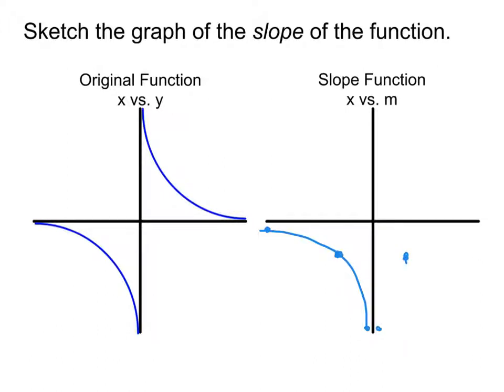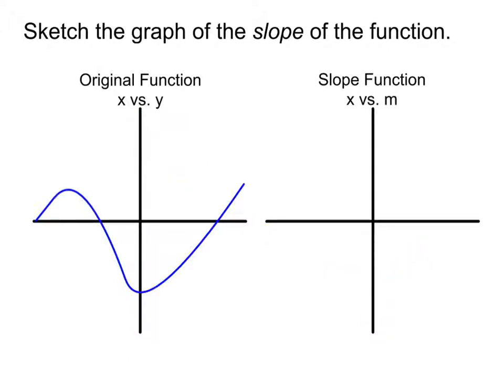And then what's going on out here? Would I expect this to be close to 0 or far from 0? Close to 0, yeah, okay. So then I might sketch it around here. And so if I take those points to rough out an idea about what that curve would look like, I end up with that as an idea about what the slope function might look like.